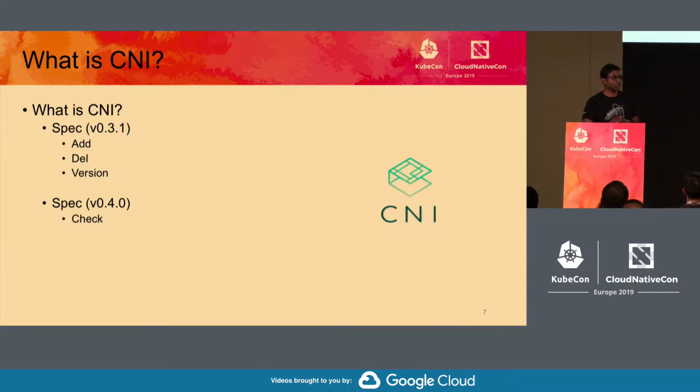Add is used to set up the container's network namespace. Delete is used to tear down the container network namespace. And version is used to return a list of supported versions of the CNI plugin. There is a new version of the spec, v0.4. It defines a new method called check that is used to verify the container's connectivity, whether it works properly or not.